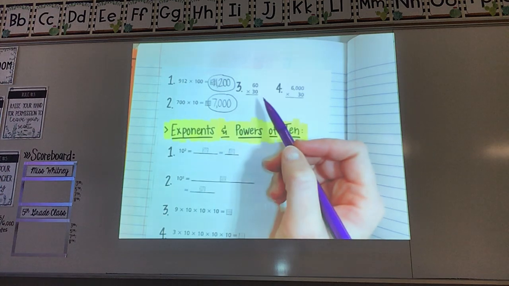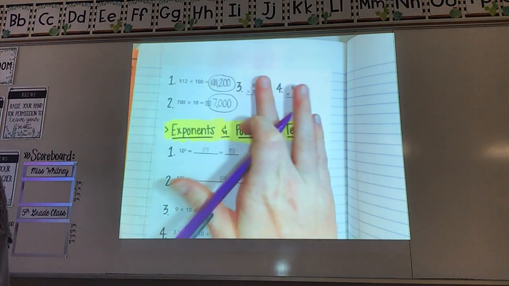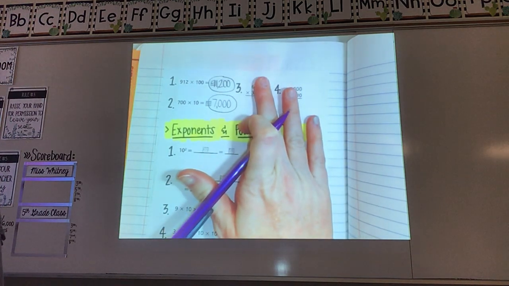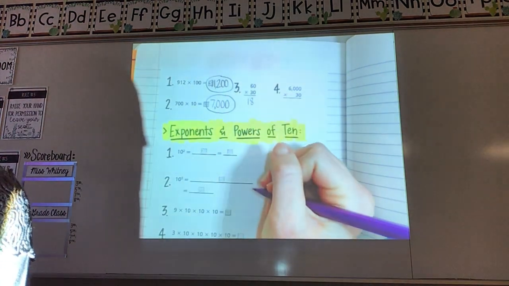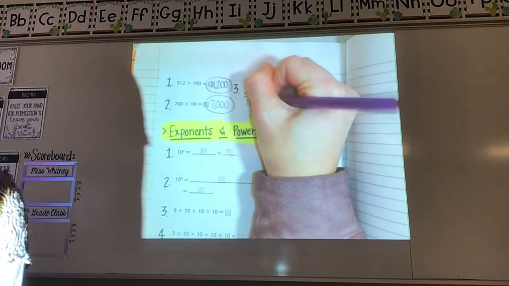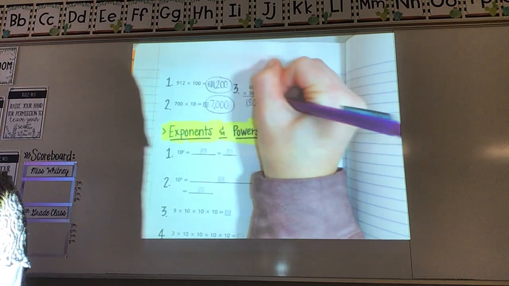Number 3, I can do the same thing. It's just stacked up. So cover up those zeros. That leaves me with 6 times 3, which is 18. And how many zeros do I need to add behind that? 2 of them. Put my comma where it needs to be. And there we go.